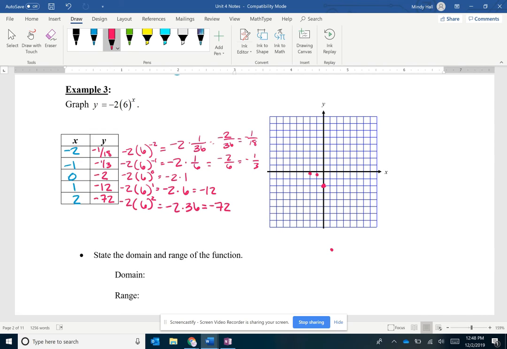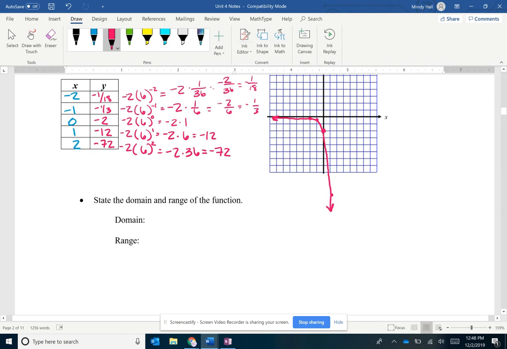It's already off of the graph. Boo. And then 2, negative 72 is going to be way down there. So we're just not going to graph that one. Actually, let me think. No, it's fine. So then we connect. We draw our smooth curve so we don't touch 0. And then it keeps going. There we go.